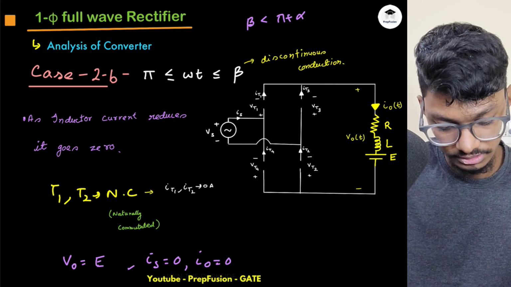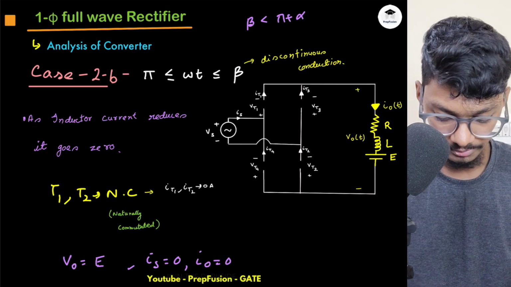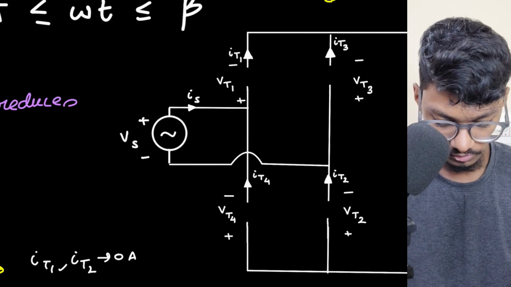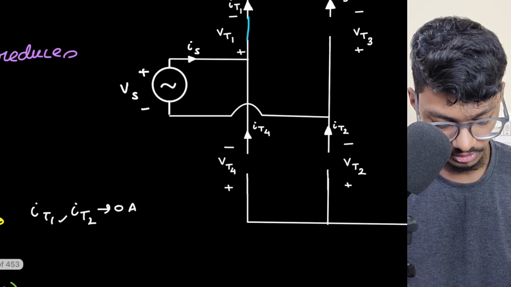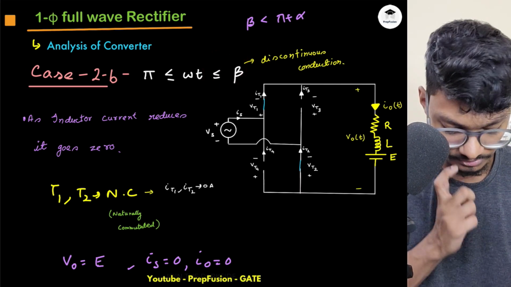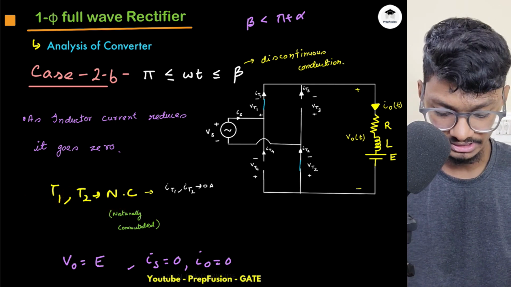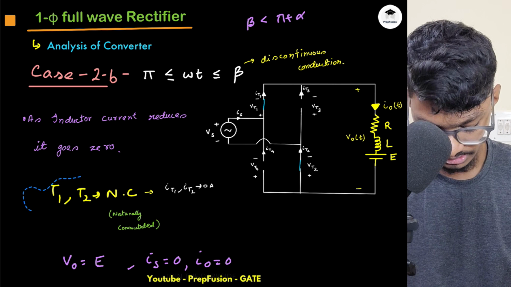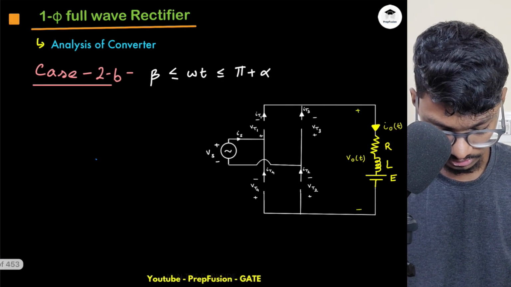And again they will block the voltage in a shared manner. So from pi to beta, what will happen? Basically the inductor will keep T1 and T2 on. Then just at beta, the current will become 0 and T1 and T2 will be naturally commutated. So this will be for the second case, the case after this, not here.